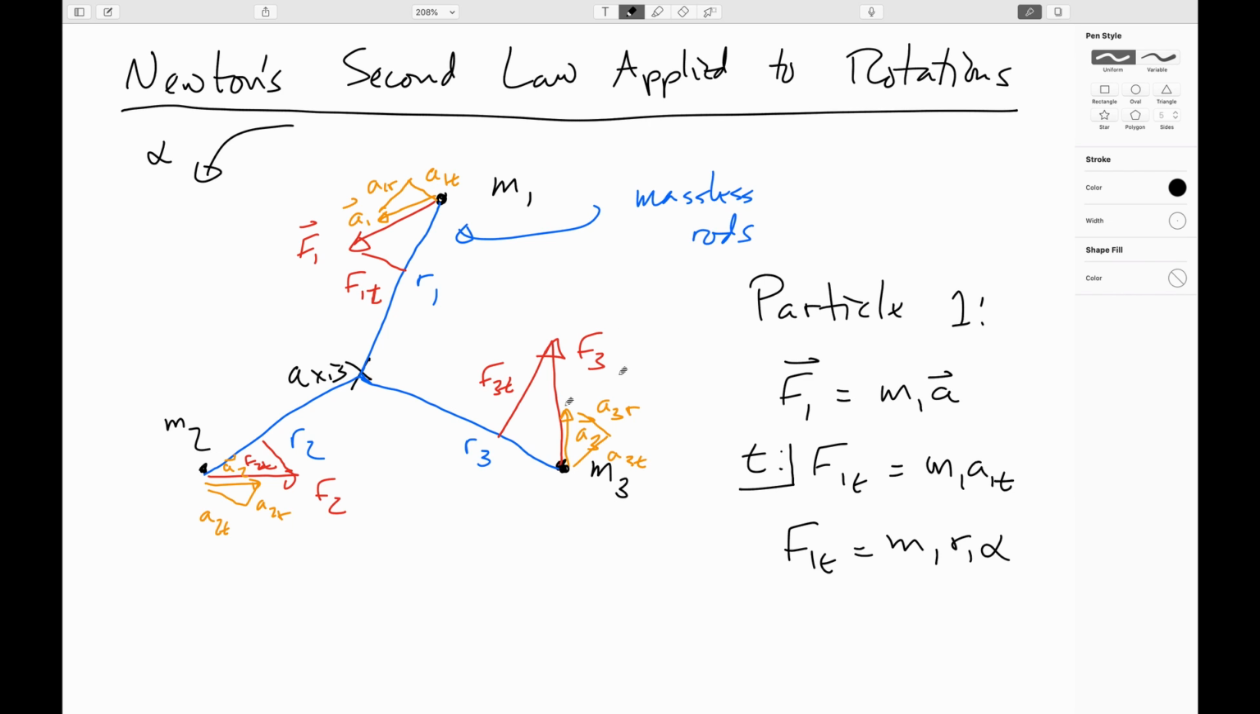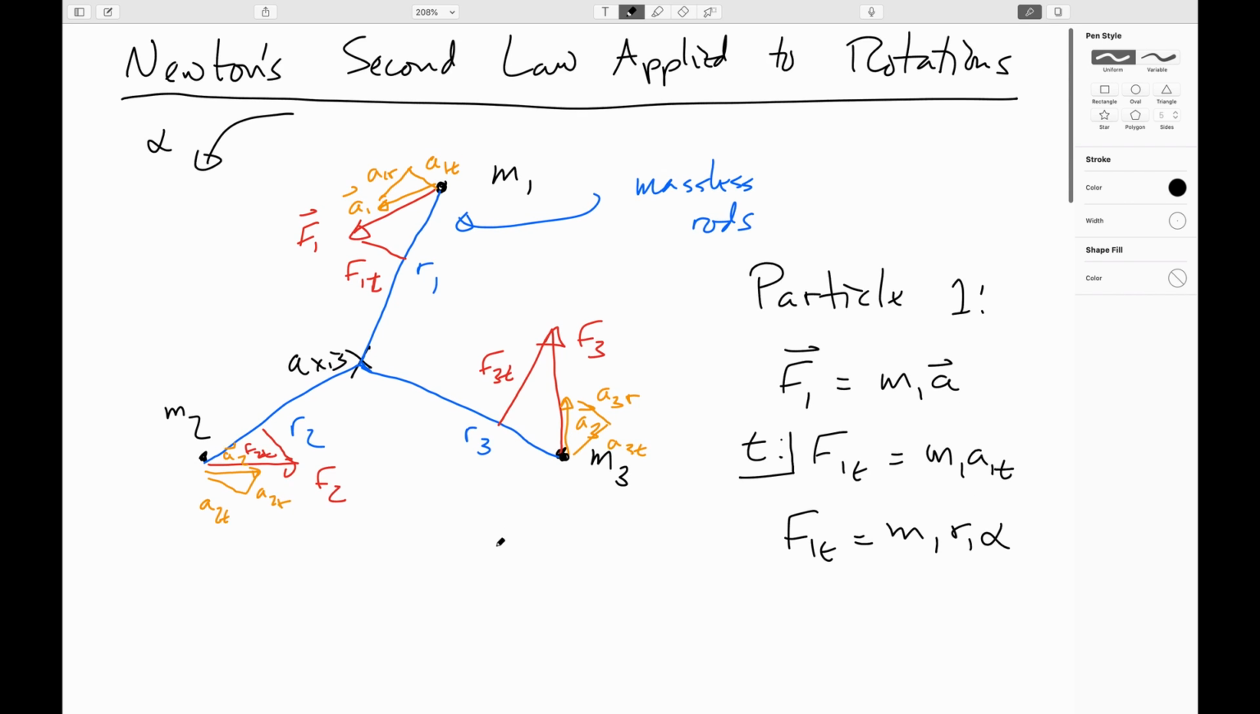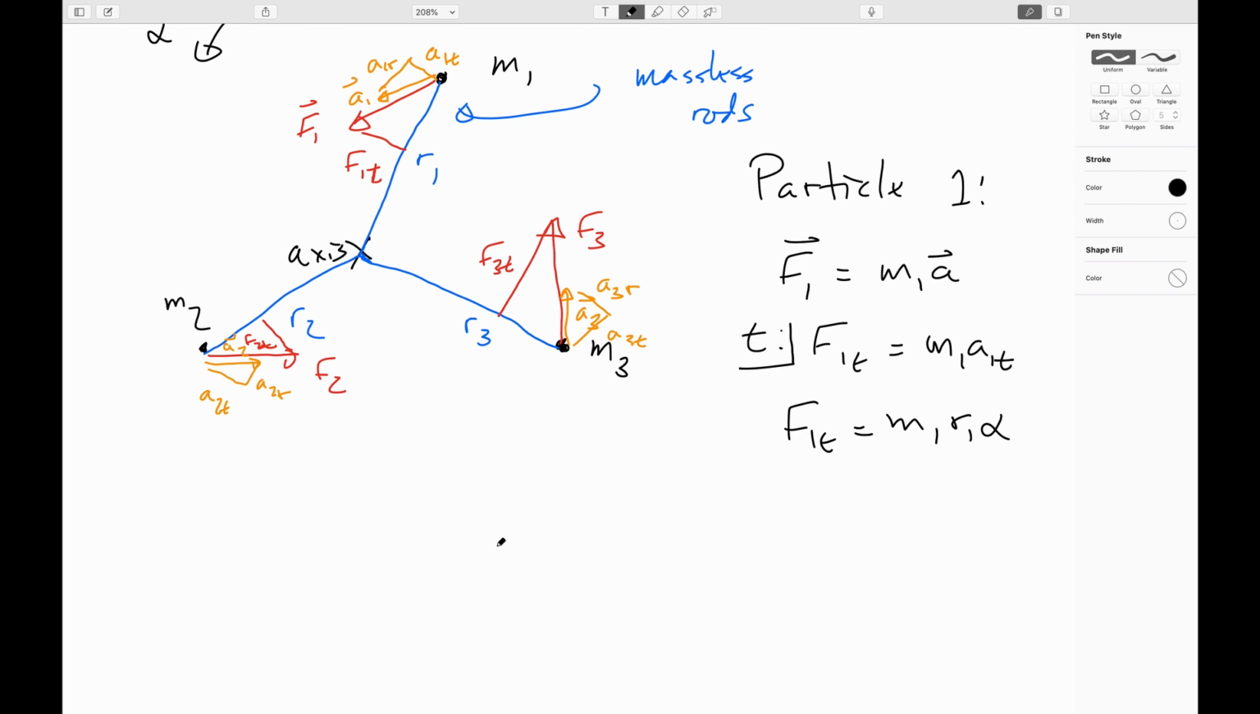Okay, so how does this apply to a torque? Well, I can take this and multiply it by R1 and get that this is equal to M1 R1 squared alpha, or the torque due to force number 1 is equal to M1 R1 squared alpha.